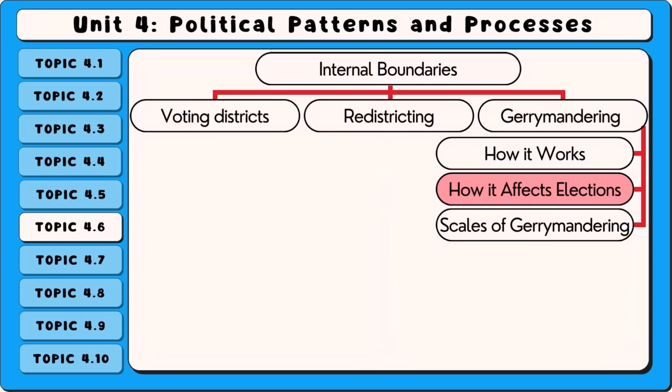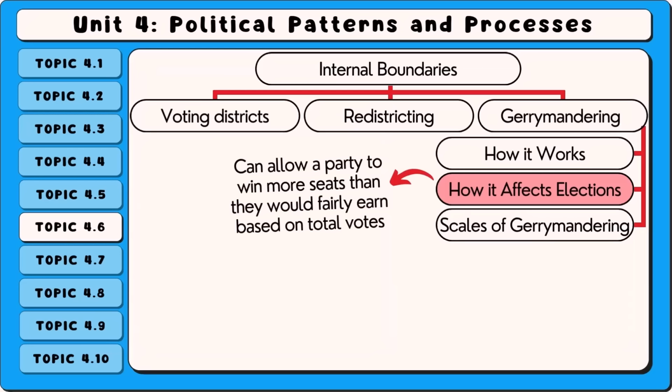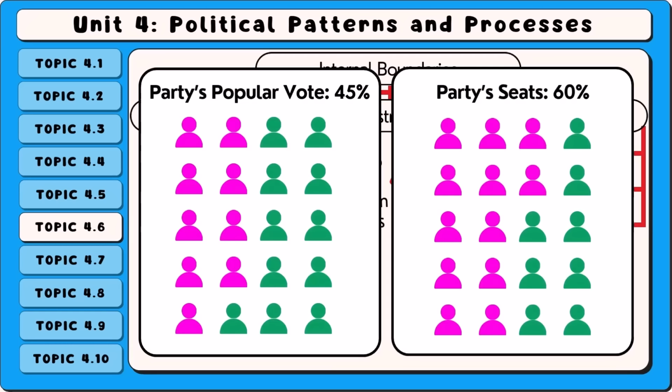Gerrymandering can significantly affect elections. It can allow a party to win more seats than they would fairly earn based on total votes. For example, a party might win only 45% of the popular vote but still take 60% of the seats if the districts are drawn in their favor. This undermines the idea of equal representation and can make people feel like their votes don't count.